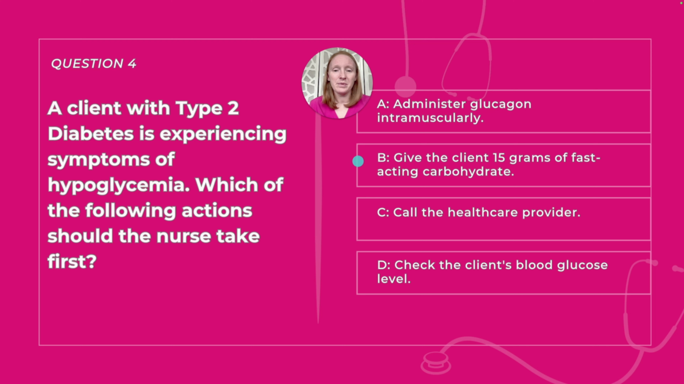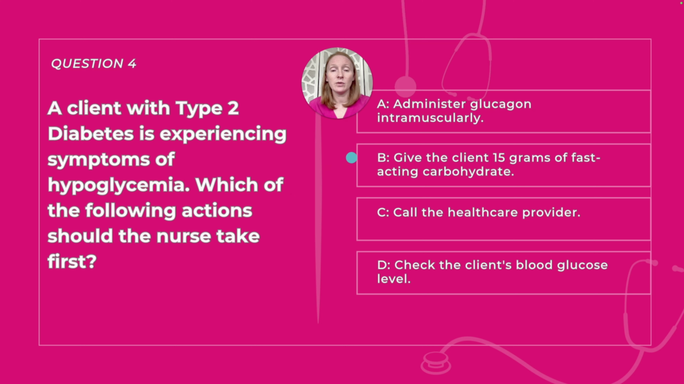there's something better. B, give the client 15 grams of fast-acting carbohydrate. Oops, this sounds good too. You know why? Because this is also going to increase our blood sugar. Therefore, this is also something we would give for hypoglycemia. Now, how do we prioritize between these two? Because now that we have two that could potentially be correct, we have to decide which one is the priority. Which one should the nurse do first?